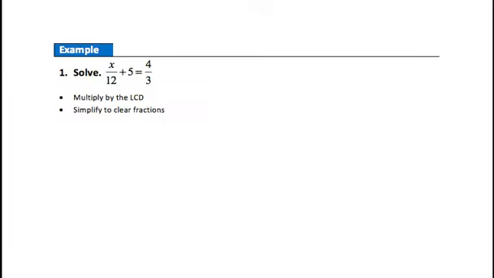Now let's take a look at an example that will help you understand how to use the LCD method to clear fractions out of an equation. So example 1, we're asked to solve this equation, and this equation has two fractions in it. And so the first step I want to do is find the LCD so that I can multiply by it. So I look at my fractions, I look at the denominators here. I have a denominator of 12, a denominator of 3. The least common denominator of those two denominators is going to be 12.